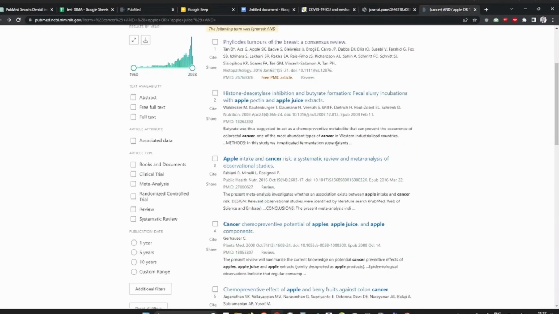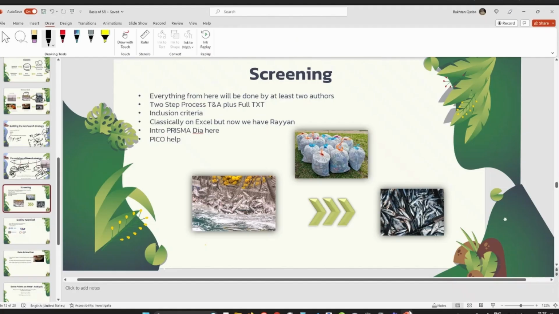After that, I will move on to the full text screening. So we have a two-step process: title and abstract screening, and full text screening. In the full text screening, we will read the full text. From title and abstract, we will read many different articles, read the title, and see if it's not answering the research question.